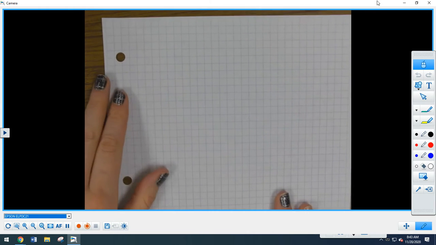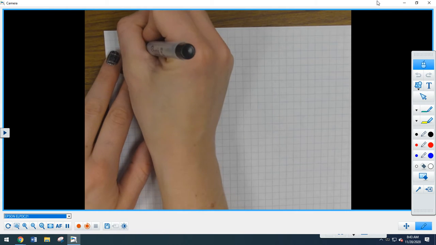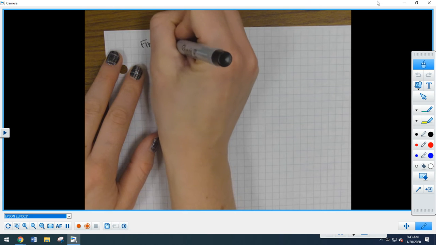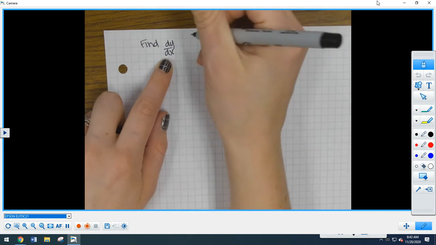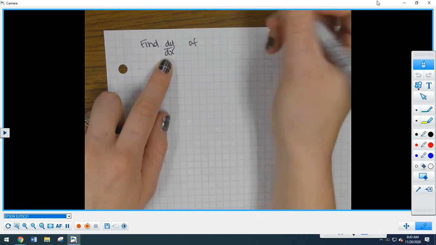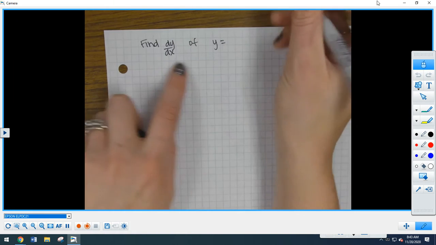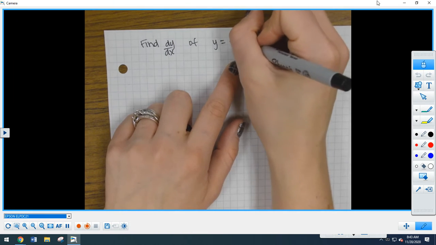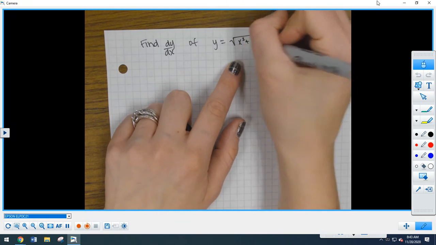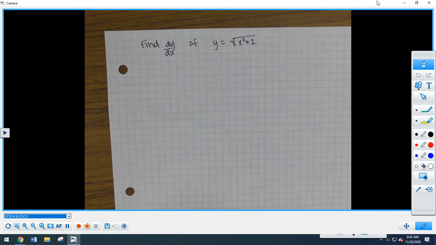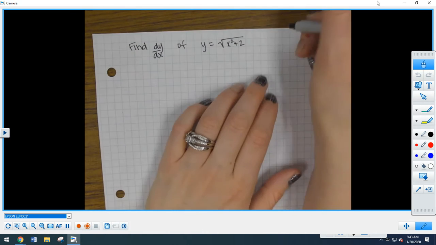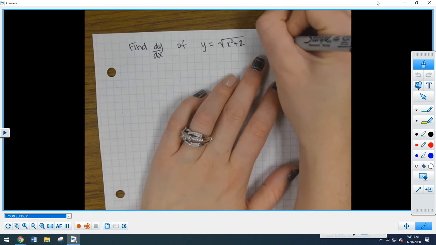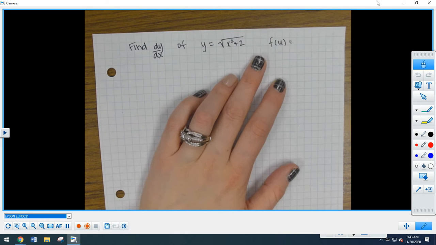Let's say I want to find dy dx, so that's the derivative of y with respect to x, of, let's say, y equals the square root of x squared plus 2. So the first thing that I need to do is identify what is my outside function, and then what does that make u? And the outside function really is what is f of u?